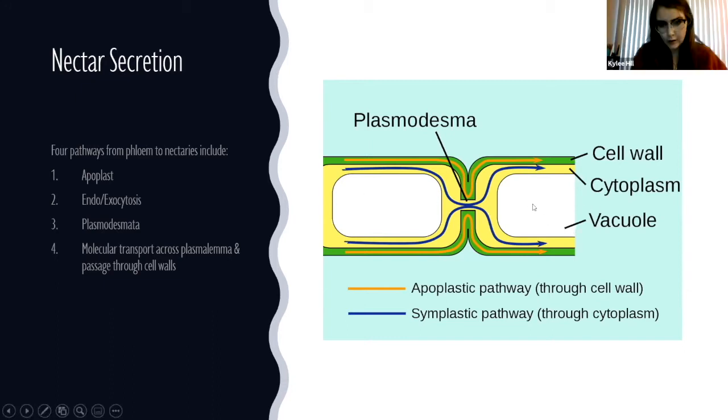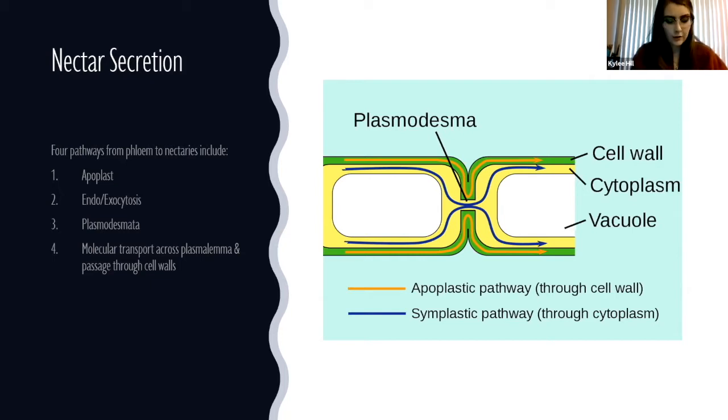would occur through here. And it could also occur through the plasmodesmata, which are cellular junctions. And the final way that they can be transported is through molecular transport across the plasmalemma, also known as plasma membrane, or passage through the cell walls. This would involve the pre-nectar compounds attaching themselves to other molecules that are already being transported through the plasma membrane and/or cell wall in a co-transport-like fashion.